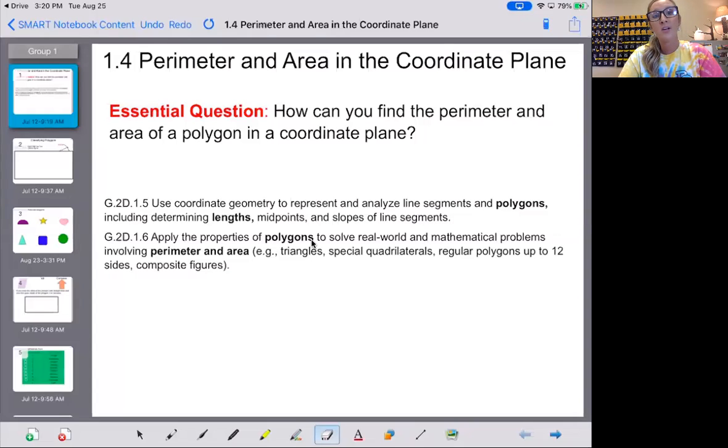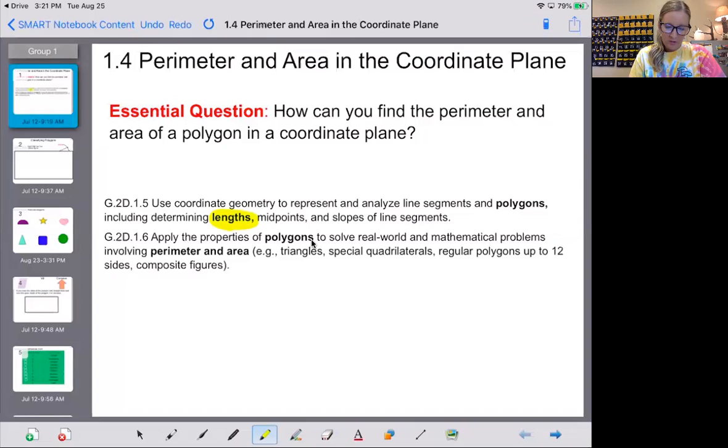Today we're going to be doing section 1.4, which is perimeter and area in a coordinate plane. Perimeter, of course, you guys will remember is the distance around a shape. The area is all of the stuff in between the perimeter. And today we're going to be talking about the perimeter and area in a coordinate plane, meaning on the XY axis. So obviously we're still talking about lengths if we're talking about perimeter.